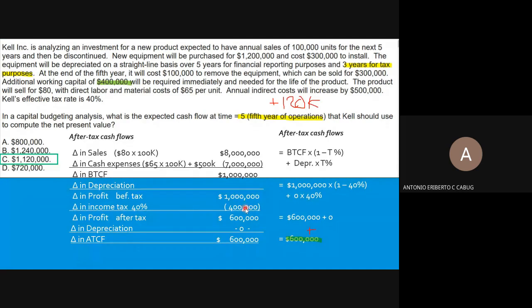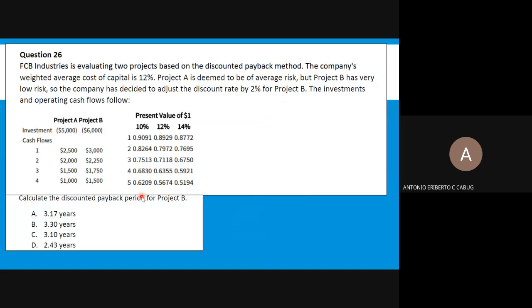1,120,000. Okay? So kapag last year ng operations, maliban sa after-tax cash flow from operations, itong 600K, do not forget that you might have to consider the salvage value ng machine na binili mo at ginamit mo through the years, tsaka yung recovery of working capital, if these are present. Correct answer is C, $1.12 million.